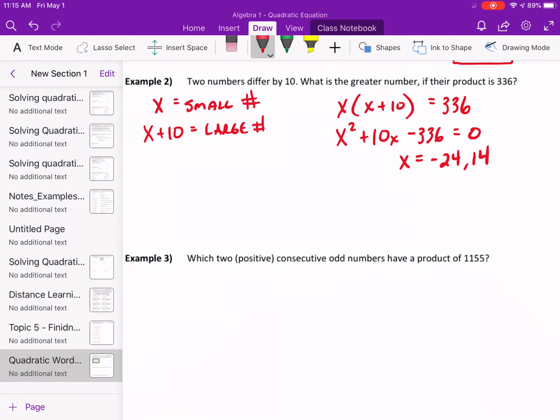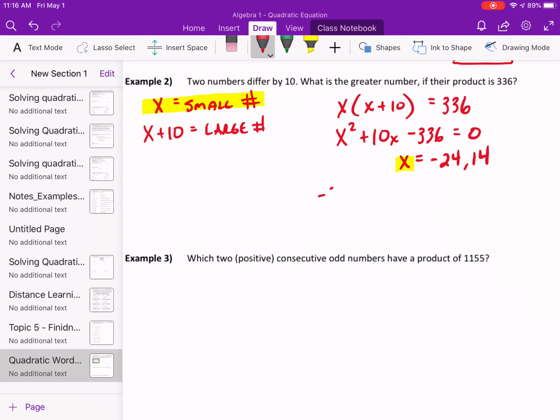Now, what we just found was x, and x represented the smaller number. We could have two numbers that meet this criteria: numbers that differ by 10 and have a product of 336. Negative 24 and 14 aren't those two numbers. What we just found was the small number.